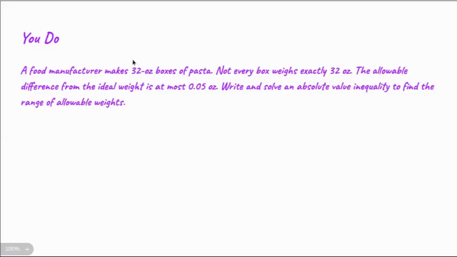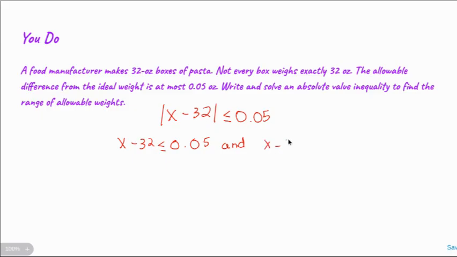So again, we want what the box weighs to be our difference from X, and then we'll put the absolute value around it. And again, they don't want it to be more than 0.05, so we'll go ahead and make it a less than or equal to. And then we make it a compound inequality with an and. X minus 32 is greater than or equal to negative 0.05.